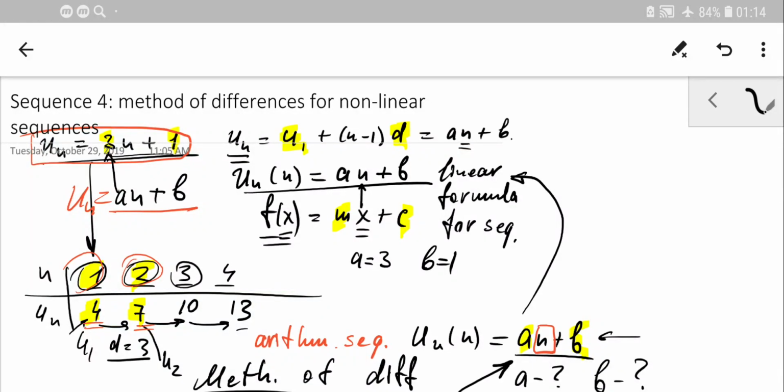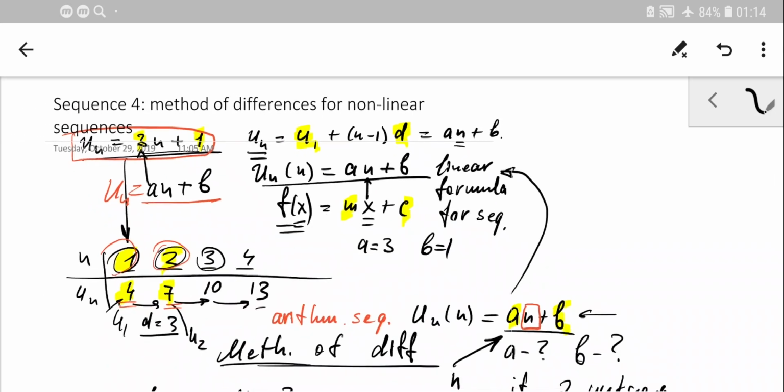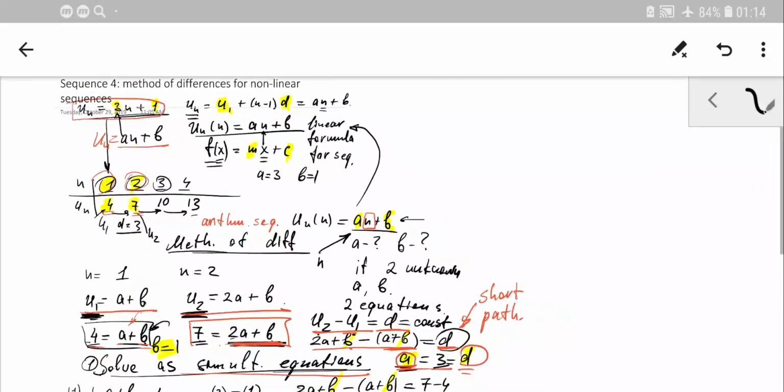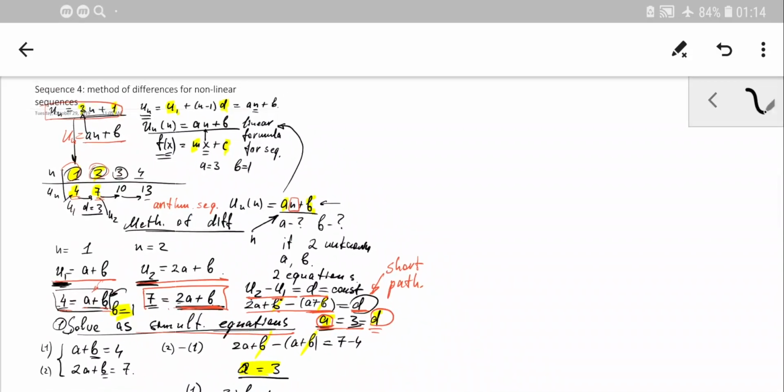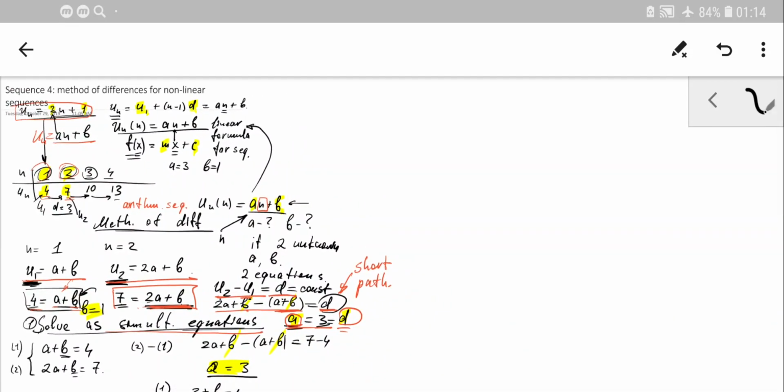So in this video, I'm going to continue a sequence for topic method of difference, but I will extend from linear case to non-linear case. Before, we applied method of difference for linear sequence, so basically in the form an plus b, that's basically arithmetic sequence. And today we're going to extend these methods and we'll try to apply it to quadratic sequence and a cubic one. All right, let's get started.